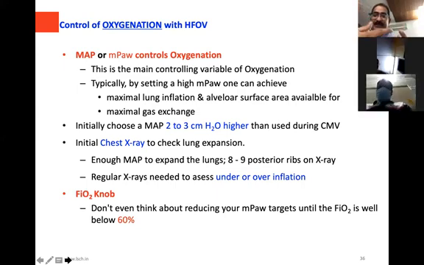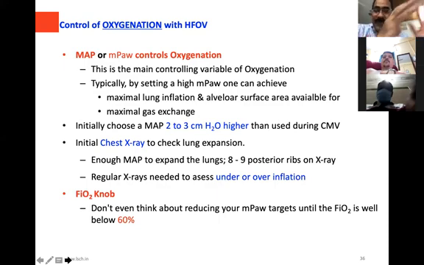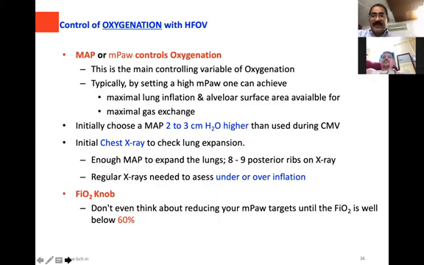See how it is expanding against the pulp of your finger. That is your palpation. At the same time, is your oxygenation coming up? At the same time, are your blood gases improving? And on your X-ray, you should have at least 8 to 9 posterior ribs. So this is the rough thing when you get this child onto the oscillator. And as I said, FiO2 as needed. Okay, so that is your oxygenation.